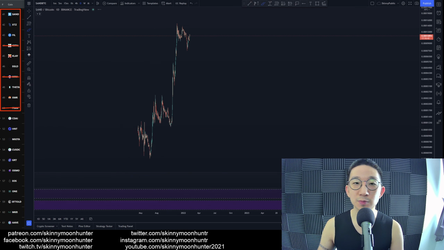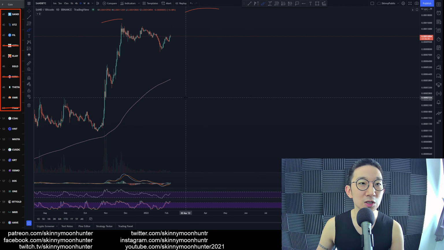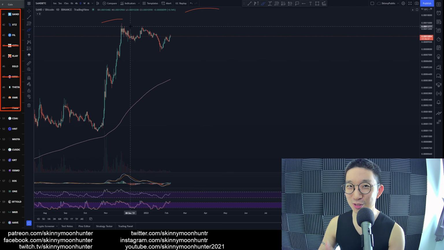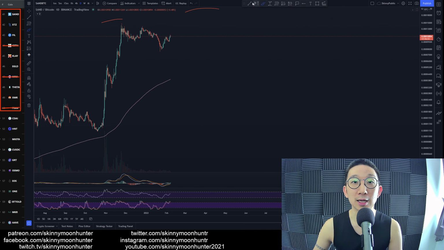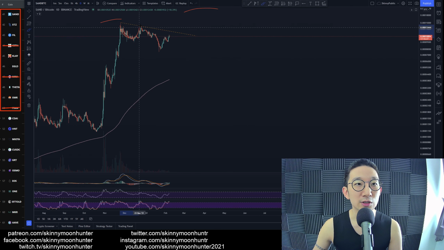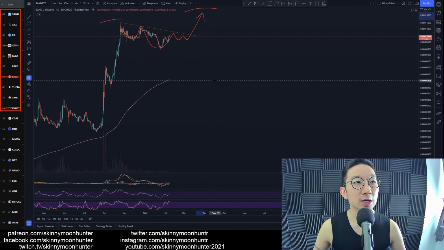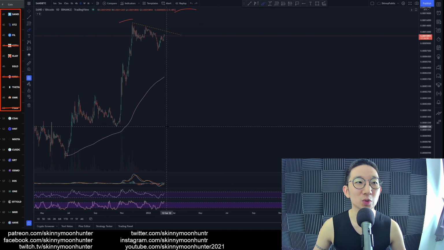Sandbox against BTC. Yeah, so we were anticipating the possibility of Sandbox completing an inverse head and shoulders kind of chart pattern, right? Left shoulder, head, right shoulder, boom, we continue higher for Sandbox against BTC. This is what we were expecting.